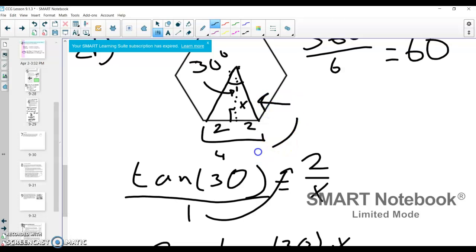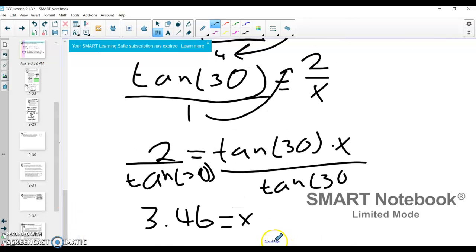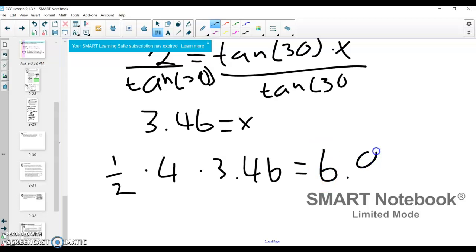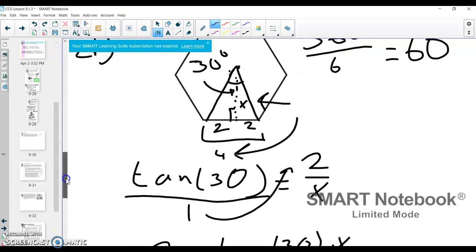All right, so now I can find the area of my triangle because I now have a height and I have a base. To find the area of my triangle, it is 1/2 base times height. My base was 4, my height is 3.46. So the area of my triangle is 1/2 times 4 is 2. 2 times 3.46 gives me 6.92. All right, that's the area of my one triangle.